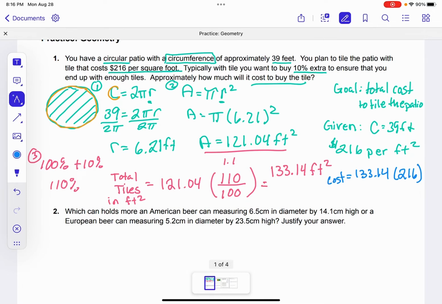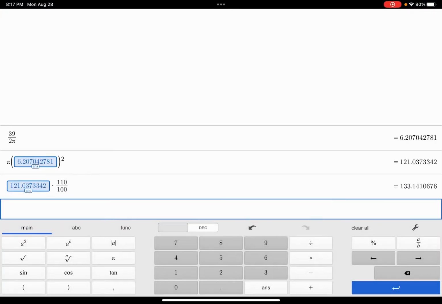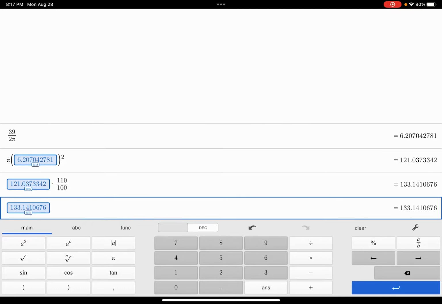And so let's go back, just like we've been doing all along. We're going to go to our calculator, and I'm going to pull my answer and then times it by the 216 I pay per square foot, and I go, holy cow, $28,758.47. That's a lot.